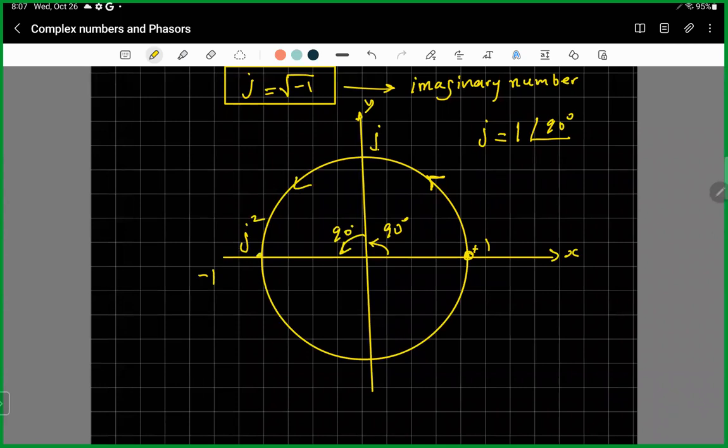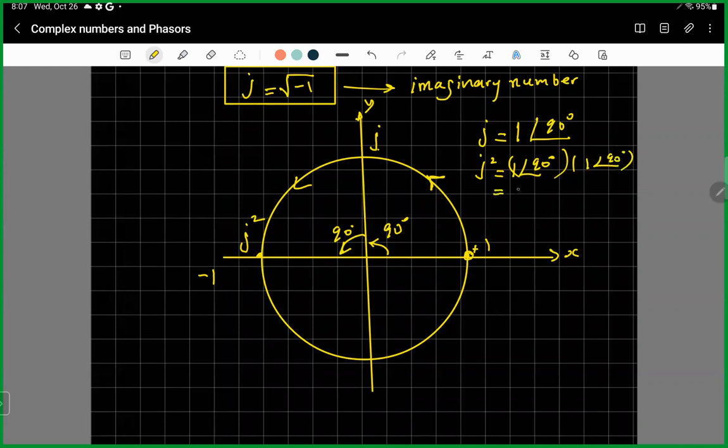Yes, I know you know that. You know that this is equal to positive 1 and this is equal to negative 1. That's what you know. But now I am explaining to you how you got the negative 1. You are rotating by 180 degrees, which means 90 and then 90. So J squared is equal to 1 angle 90 times 1 angle 90.